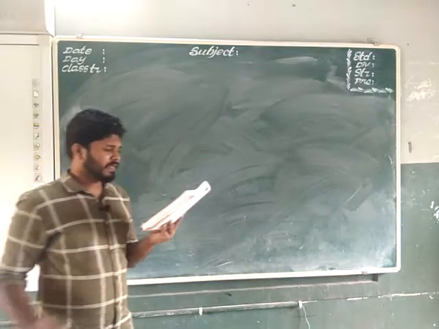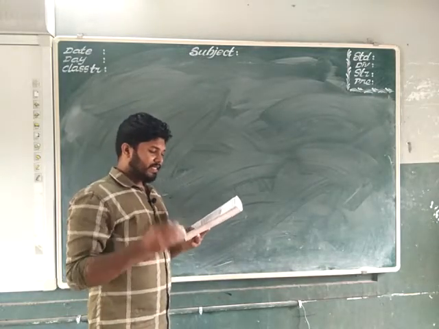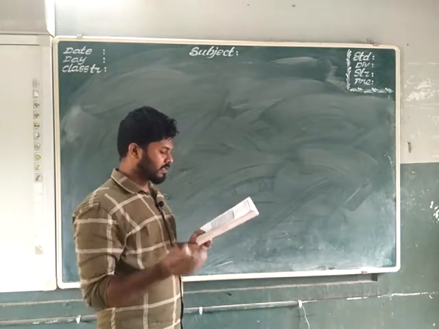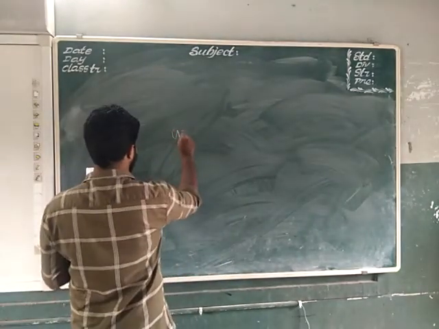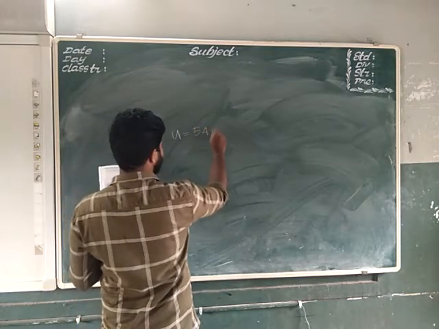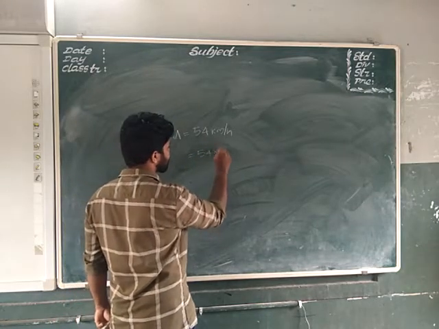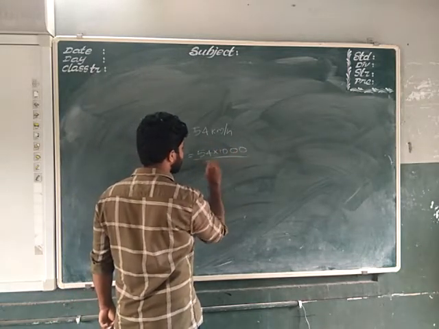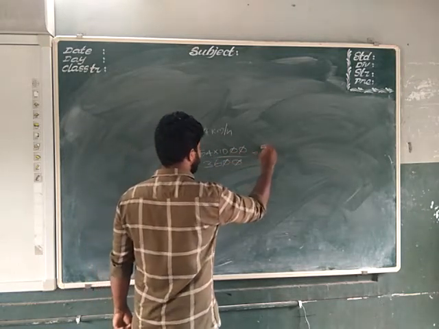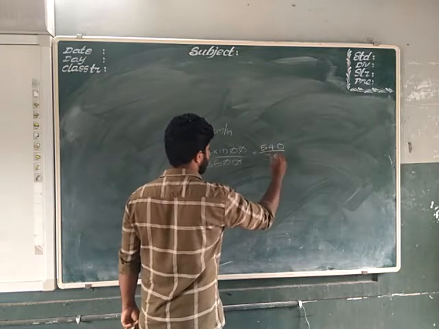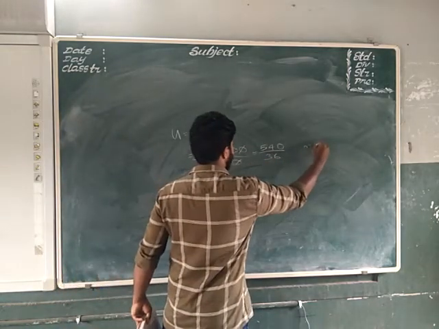A bus was moving with a speed of 54 km per hour. On applying brakes, it stopped in 8 seconds. Calculate the acceleration and the distance traveled before stopping. So, moving with the speed of u is equal to 54 km per hour. Let us change this. 54 into 1000 divided by 3600. So this becomes 540 divided by 36. Let us do that after this one. It's meter per second.